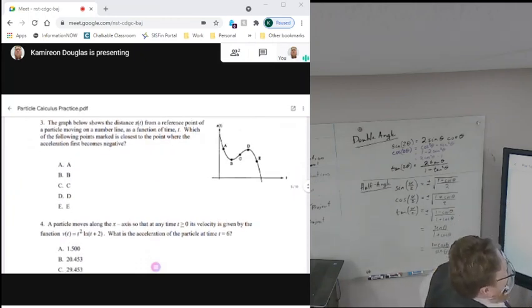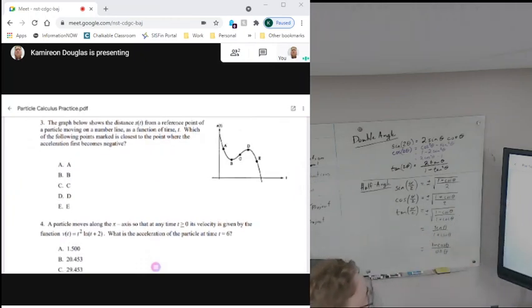Oh, I love this one. This one's great. Again, it's one of those where I have very little math to do. I have to understand the concept. So number 3. The graph below shows the distance s of t from a reference point of a particle moving on a number line as a function of time. Which of the following points marked is closest to the point where the acceleration first becomes negative.